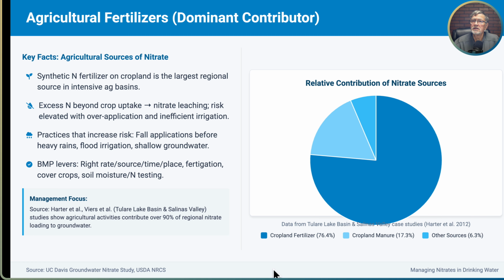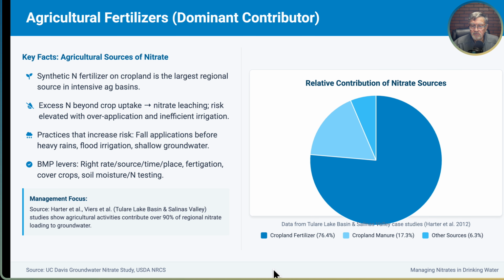So that's going to limit the amount of excess nitrogen that can make its way to groundwater. Cover crops can use excess nitrogen, so planting cover crops in the off season is very important. Things like alfalfa can take up a lot of nitrogen, and there are a lot of cover crops that will do that as well. And then there's soil moisture and nitrogen testing.